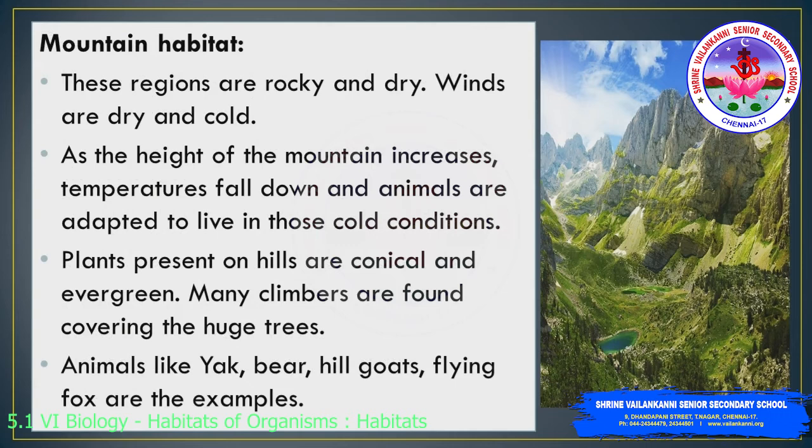The next type of terrestrial habitat is the mountain habitat. These regions are rocky and dry. Winds are usually dry and cold. As the height of the mountain increases, the temperatures fall down and animals are adapted to live in those cold conditions. The plants present on hills are conical and evergreen. Many climbers are found covering the huge trees. Animals like yak, bear, hill goats, flying fox are some examples of animals that are found in the mountain habitat.